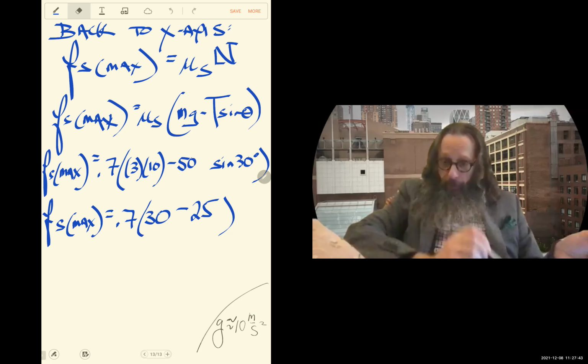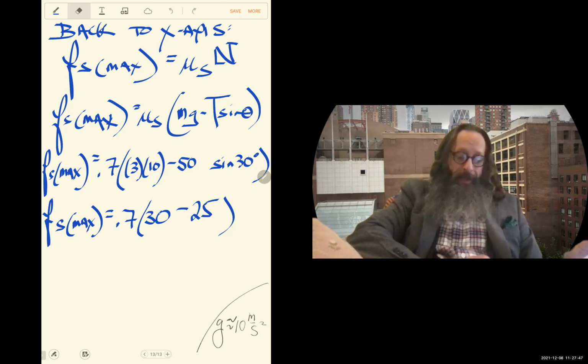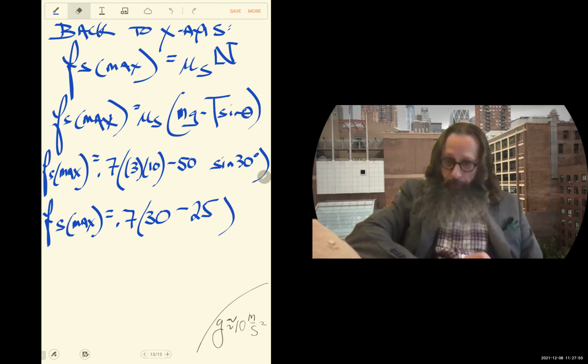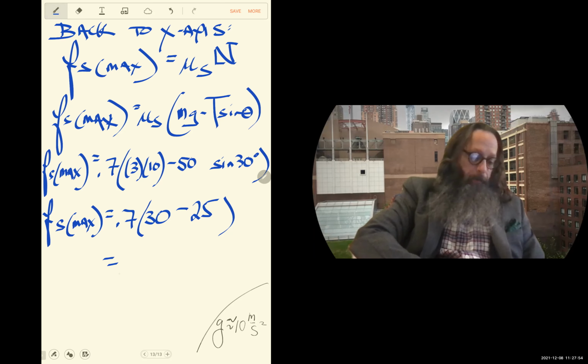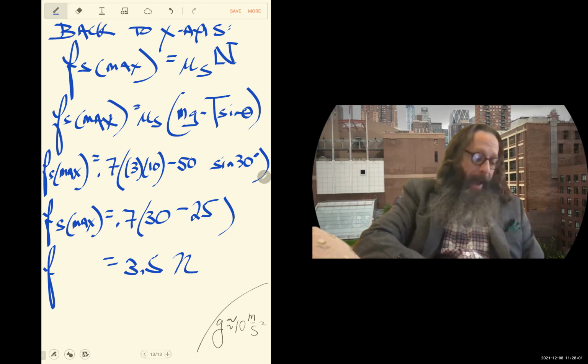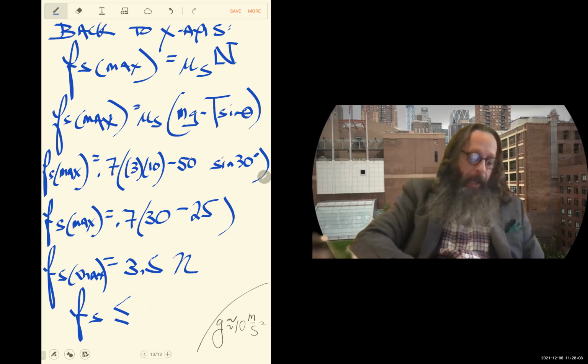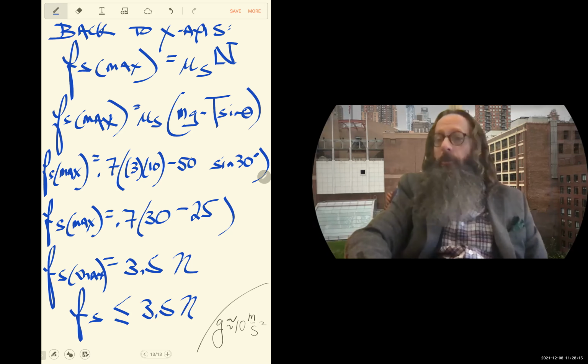So the maximum static friction is the coefficient of 0.7 times the 5 newtons, which is 3.5 newtons. Okay, that's the maximum. That means static friction can be anything up to and including but no greater than 3.5 newtons, right? That's what this means.